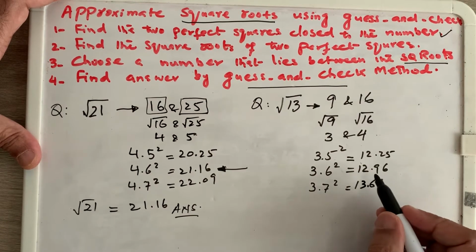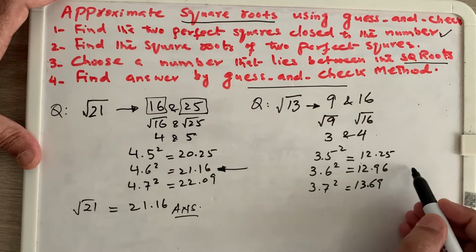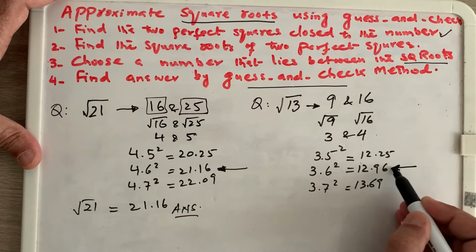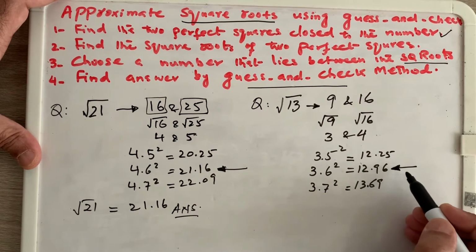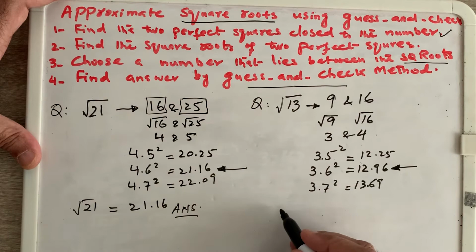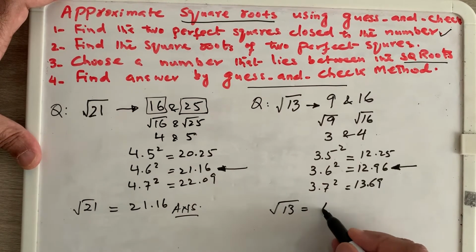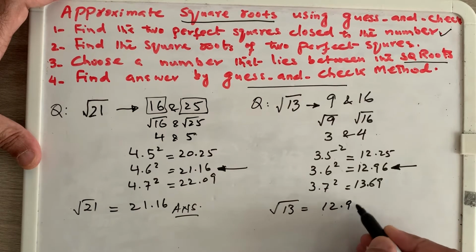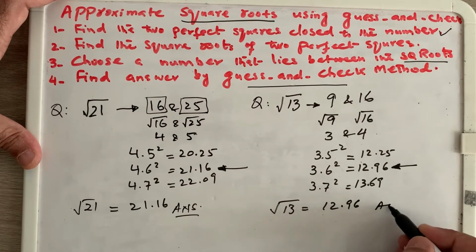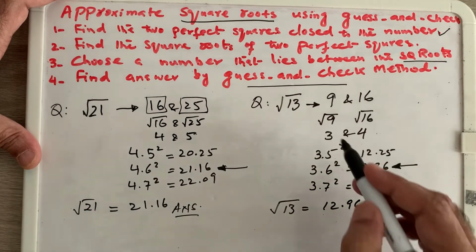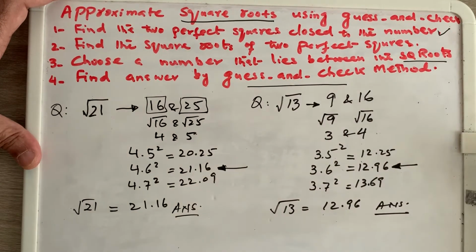So which number is more close to 13? So you will find out that, okay, 12.96 is the most closest number. So my answer for under root 13 with the guess and check method is 12.96. This is what my answer is, right? I can guess 3.5, but when I guess and check it, I find out that it is 12.96.